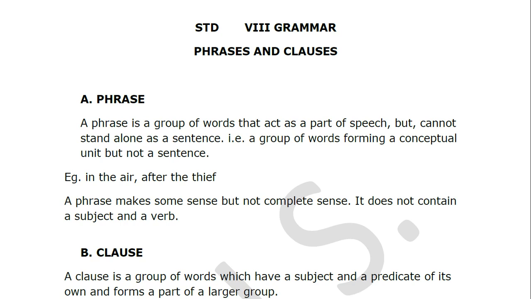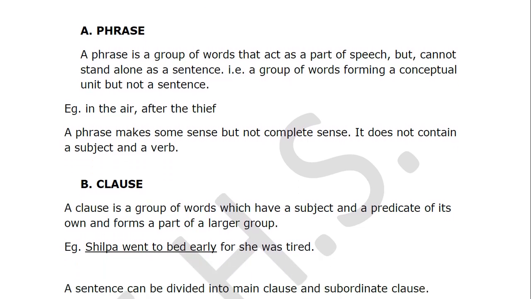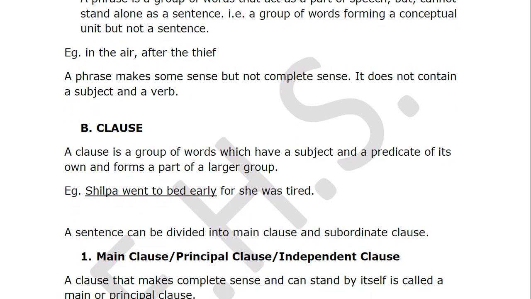So that's what a phrase is. It's sort of an incomplete sentence where you have no subject or no verb. A phrase makes some sense, but not complete sense. It does not contain a subject and a verb. Now, phrase is complete. Let's go on to the clause.